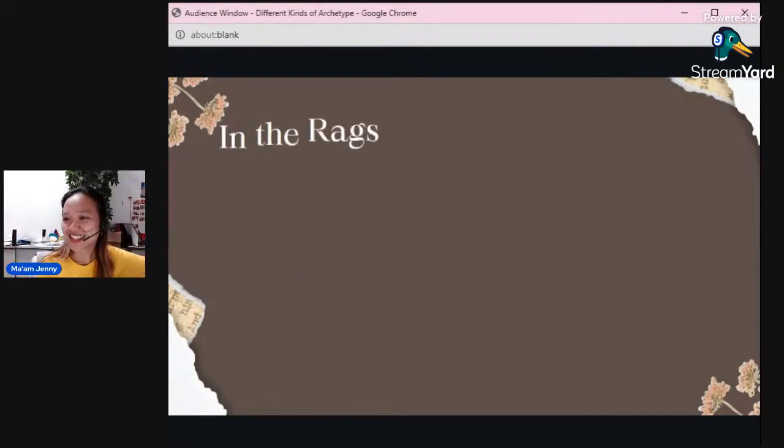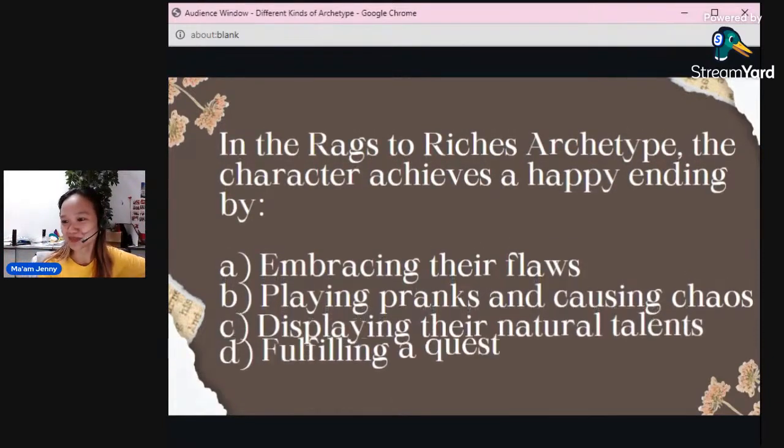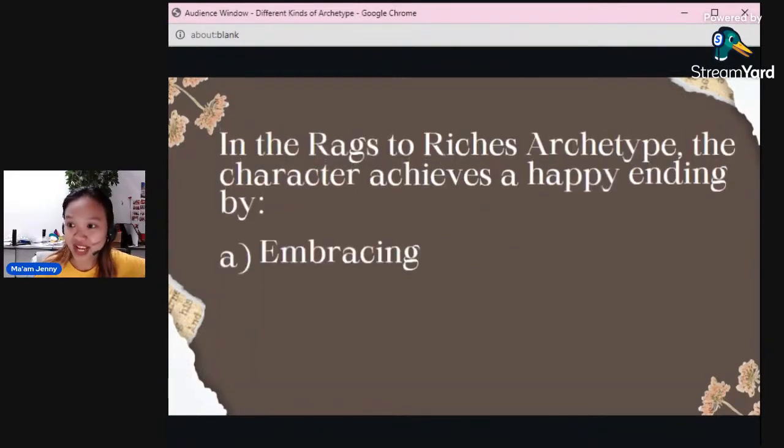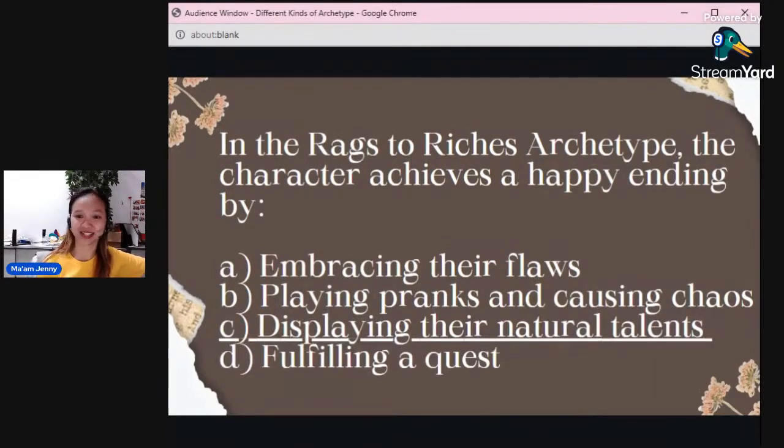There. And, oh my gosh, I have a lot of questions. In the Rags to Riches archetype, the character achieves a happy ending by embracing their flaws, playing pranks and causing chaos, displaying their natural talents, or fulfilling a quest. In 5, 4, 3, 2, 1, that should be the natural talents. Okay, kasi wala naman silang pera, so they rise to the occasion just by embracing who they are and their natural talents, diba? Anyway, so I think that's the end.